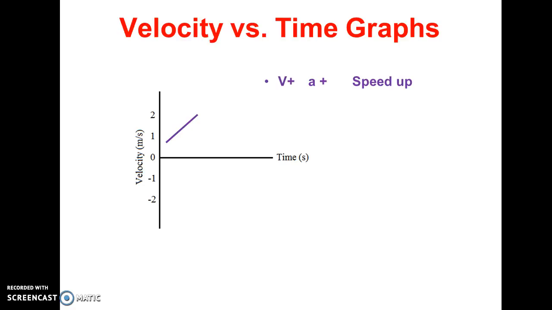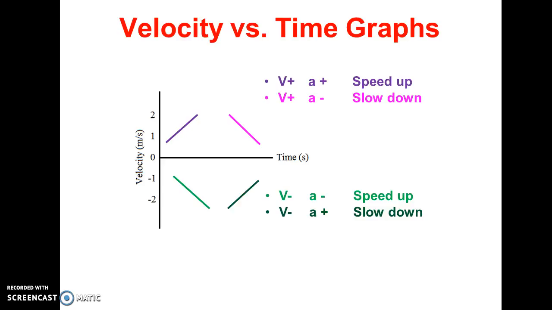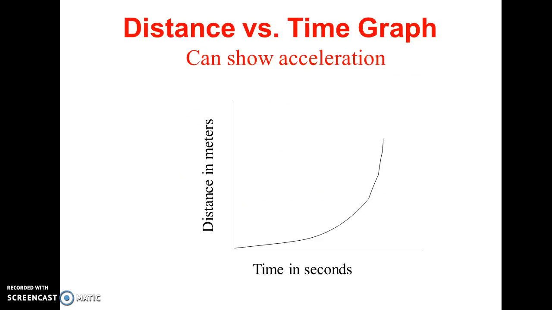So, quick handy little tool. If my velocity is in the positive direction and I have a positive slope, that means I'm speeding up. If I have a positive velocity and my acceleration is negative, that means I am slowing down. If I'm on the other side and I have a negative velocity and a negative acceleration, I'm speeding up. I'm getting further and further away from 0. If I have a negative velocity and a positive slope on my acceleration, that means I'm slowing down. I'm getting closer to 0 velocity.